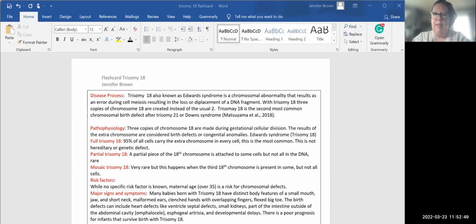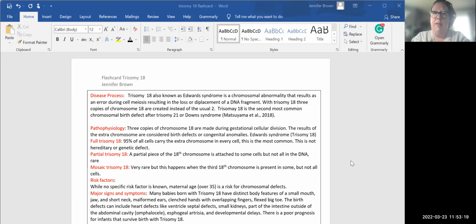So trisomy 18 is also known as Edwards syndrome, and it's a chromosomal abnormality that results in an error during cell meiosis with a loss or displacement of the DNA fragment. With trisomy 18, there are 3 copies of chromosome 18 instead of the usual 2. Trisomy 18 is the second most common chromosomal birth defect after trisomy 21, which we know as Down syndrome.